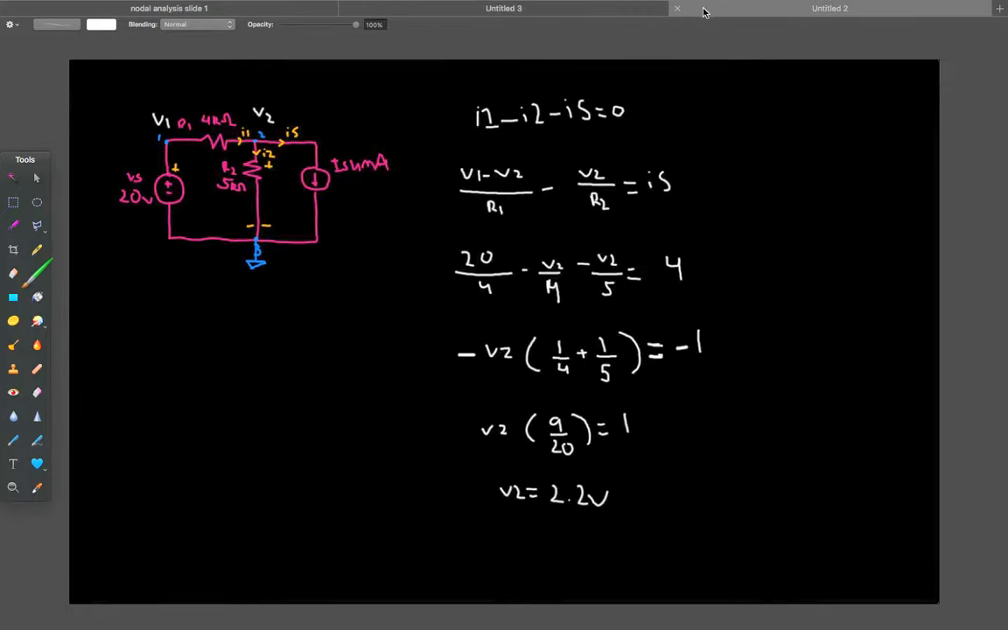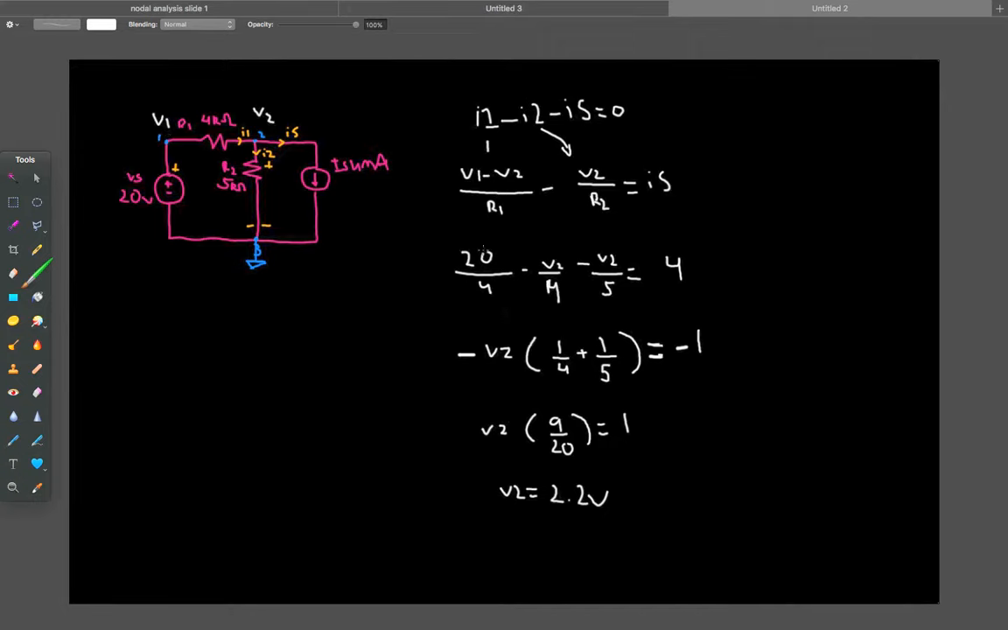Now we need to solve the equation using Kirchhoff's current law. So Kirchhoff's current law gives us I1 minus I2 minus IS equals 0. Now we need to represent that in terms of the voltages, so we have (V1 minus V2) over R1 for I1. For I2, that's just Ohm's law, so we have V2 over R2, and IS we take to the other side. Now V1 over R1 is just 20 over 4, because that's our V1.